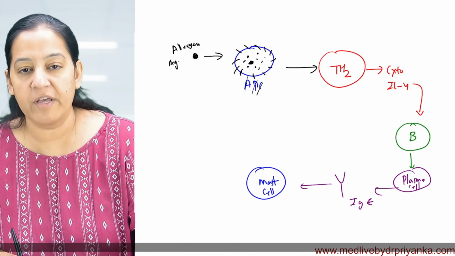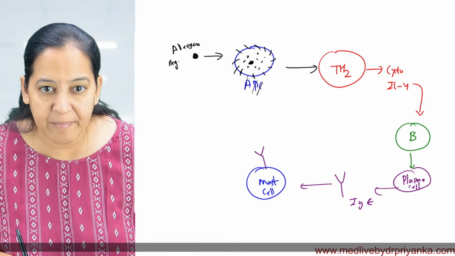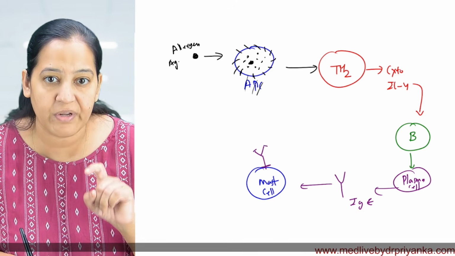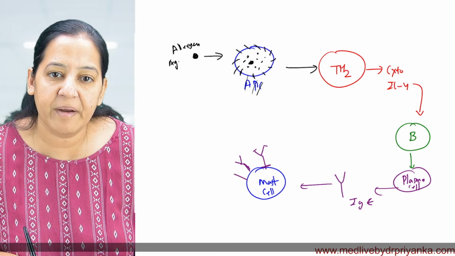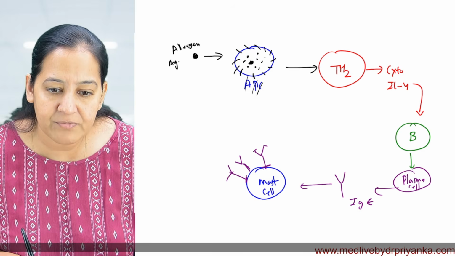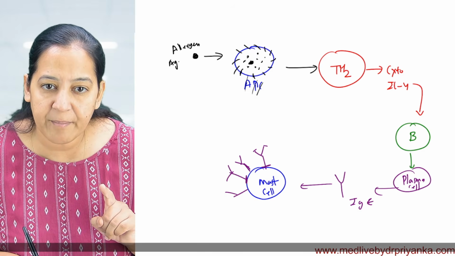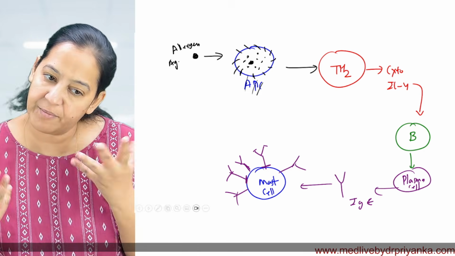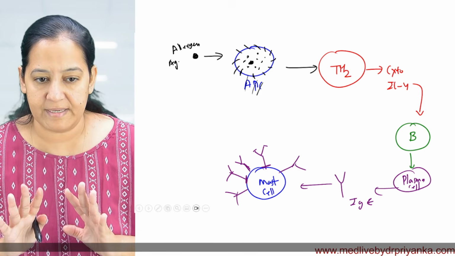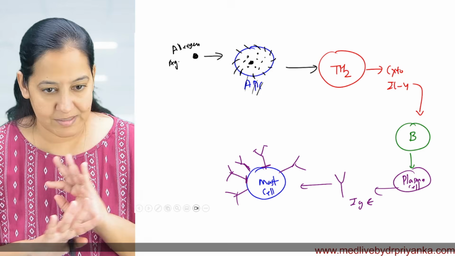So this IgE antibody will go and bind with the Fc fragment. This is the Fc fragment. The FAB fragment is free. It is binding with the Fc fragment. Via the Fc fragment, it is binding on the surface of the mast cell and remains there forever. This is known as sensitization. So this process is over.